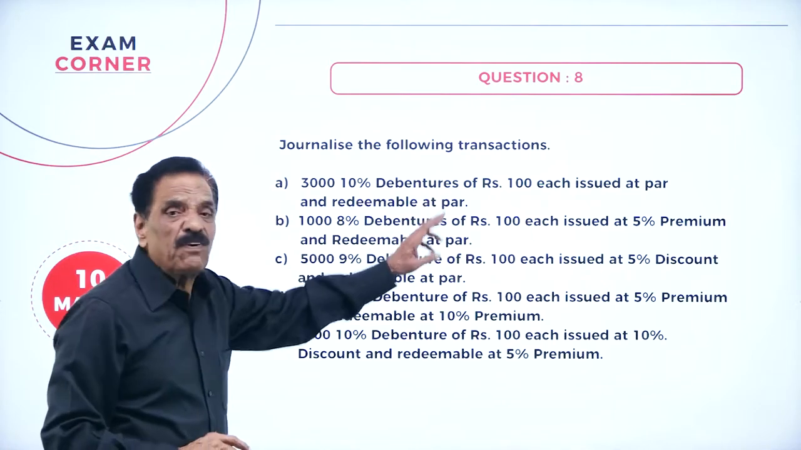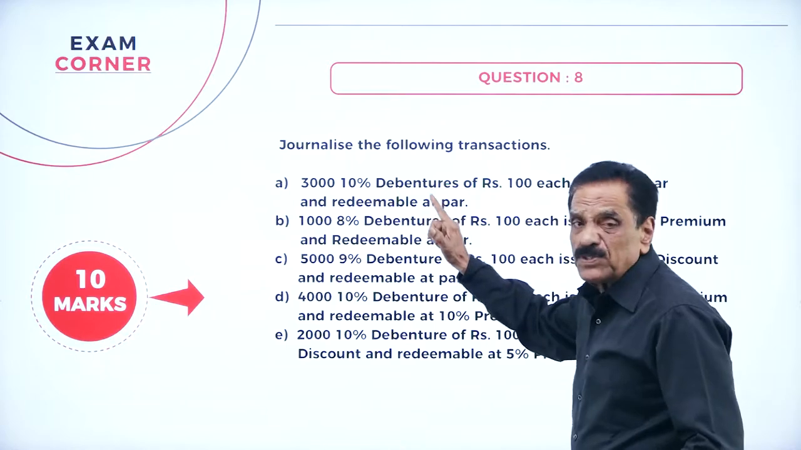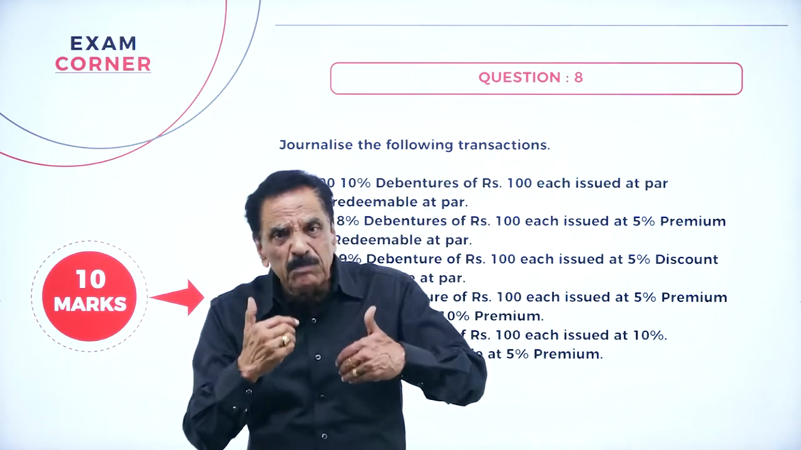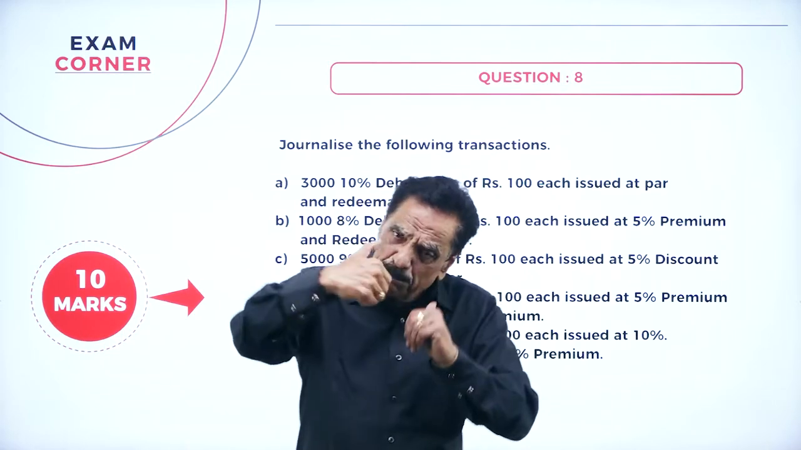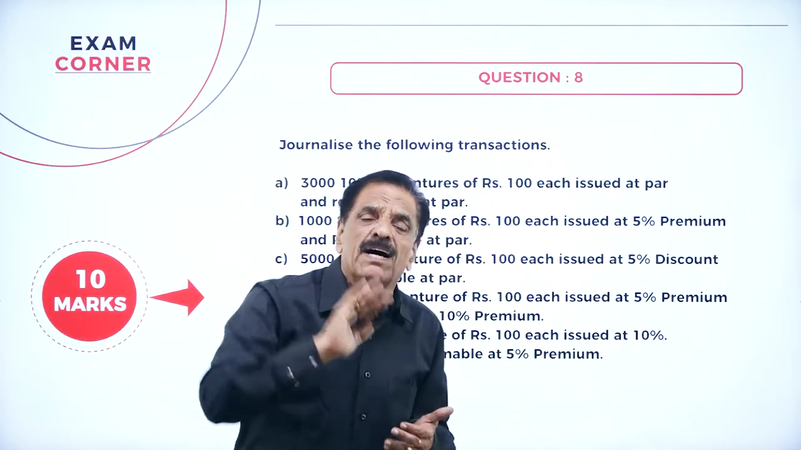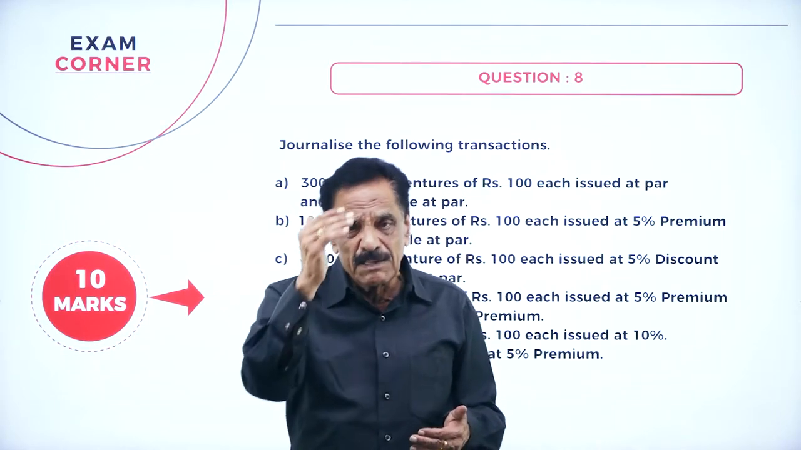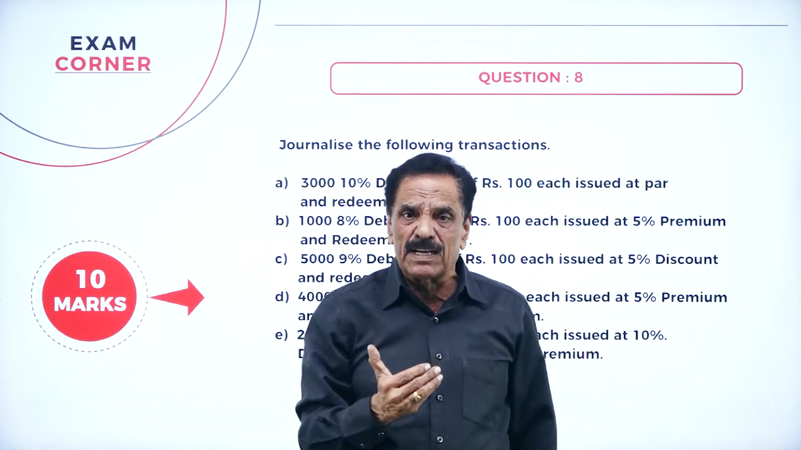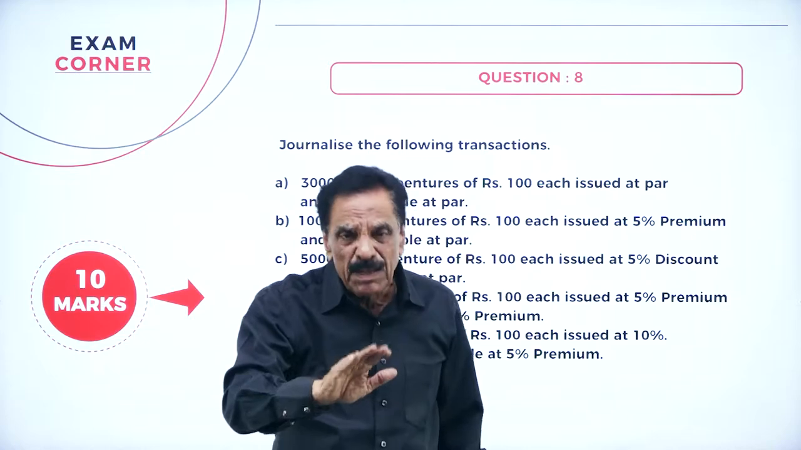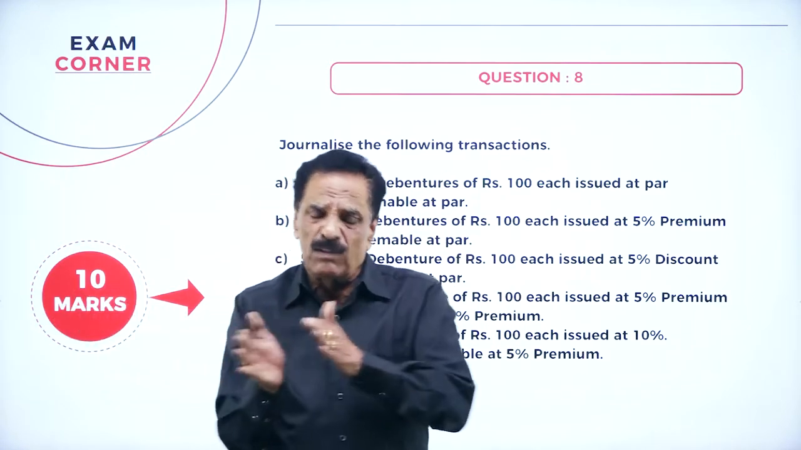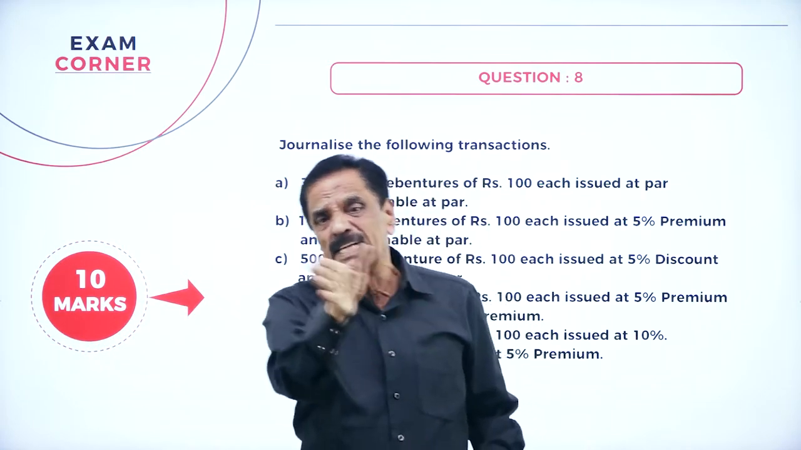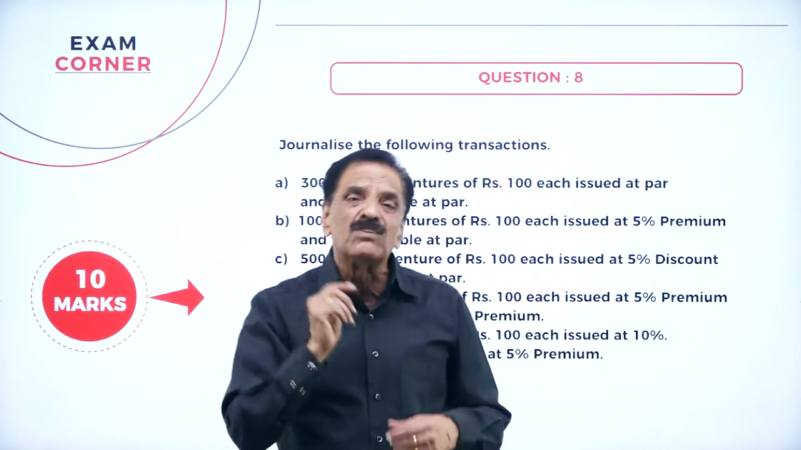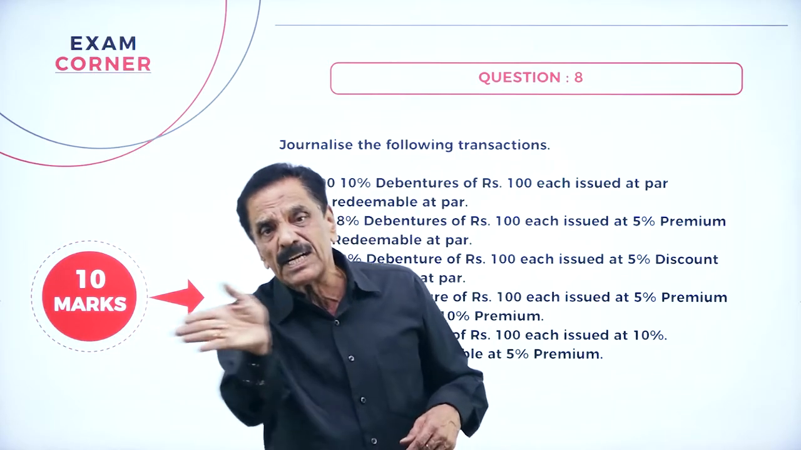See that, journalize the following transactions. They say 3,000 10% debentures of rupees 100 each, issued at par and redeemable at par. We have got certain conditions in redemption of debentures. What do you mean by redemption? It means payback of debentures. We have taken the loan and now pay back the debentures. So taken at par, repayable at par, the entry goes bank account debit to debenture account, credit to bank account. I will repeat once again. When taken at par, redeemable at par, bank account debit to debenture account, debenture account debit to bank account. Taken at a premium, paid at par: bank account debit to debenture account, to debenture premium account. Paid at par: debenture account debit to bank account. Issued at a discount, payable at par: bank account at par, discount account at par, to debenture account. Paid at par: debenture account at par, to bank account.